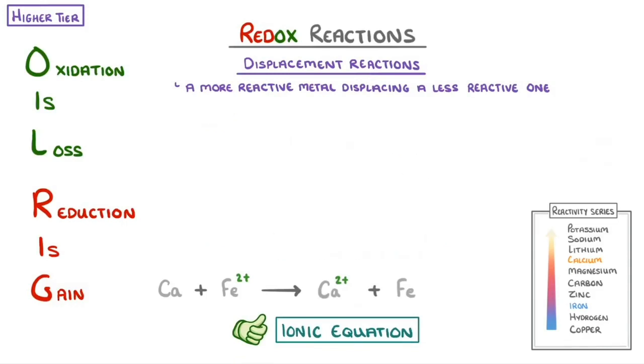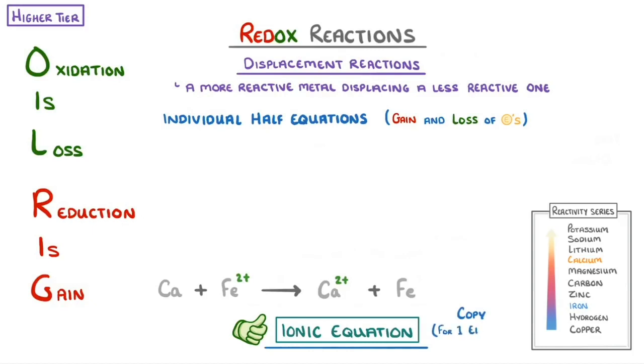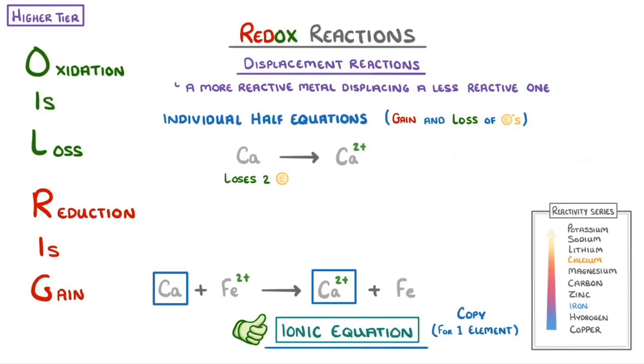We can actually break this down even further though, by writing individual half equations which show the gain and loss of electrons for each of the elements involved. To do this, we first copy the ionic equation, but only for one particular element. So for calcium, we would write that a neutral calcium atom goes to form a calcium 2+ ion. Next, we need to add our electrons to make the charges balance. As the calcium atom loses 2 electrons, we can think of the calcium ion as one product, and the 2 electrons as another product. So we put 2 electrons on the right-hand side.